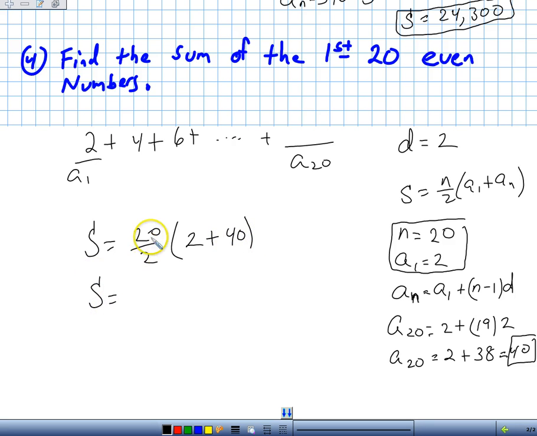And let's see what we get. 20 divided by 2 is 10. And 42 here. So the answer is 420. All right, and that is the sum of the first 20 even numbers. 2, 4, 6, 8, all the way until you get to the 20th term. Okay, and that's it.